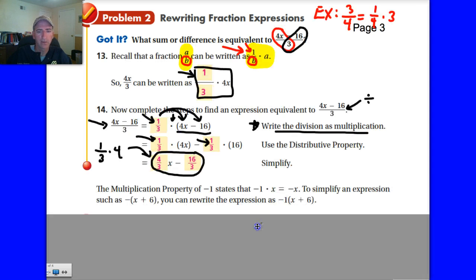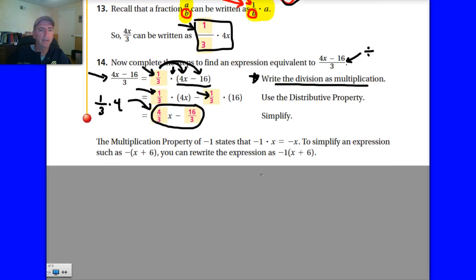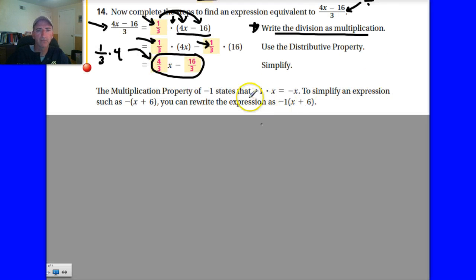All right. Now a little information about a property that we looked at earlier. The multiplication property of -1 states that -1 times x is equal to the opposite of x, or -x. So if you had to do the same thing to simplify an expression like this, this one is often mistaken. Rewrite it like this. See what they did? They put a -1 right in there. It's -1x.